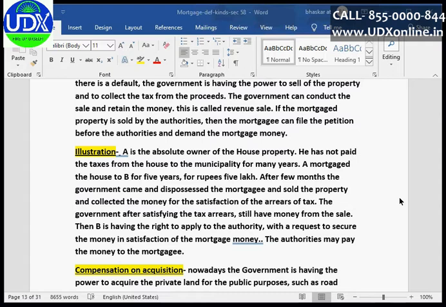One day, an innocent man, Mr. B, comes to Mr. A, and Mr. A mortgaged the house to Mr. B for 5 years for 5 lakhs of rupees. Mr. B does not know anything about the default in the payment of taxes. Mr. B is innocent. He paid 5 lakhs of rupees and he took the property. You know, bad luck sometimes.